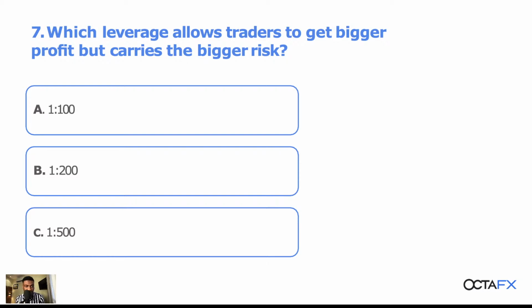Okay, well, we'll find out in part 2 which of the options are correct. Is it A, 1 ratio 100? Is it B, 1 ratio 200? Or is it C, 1 ratio 500?